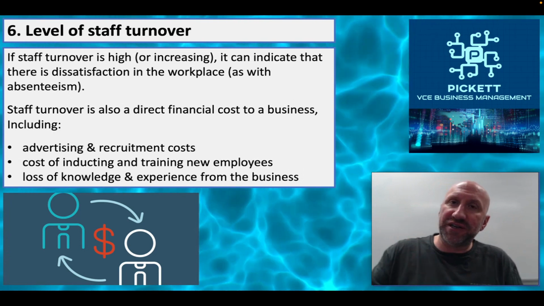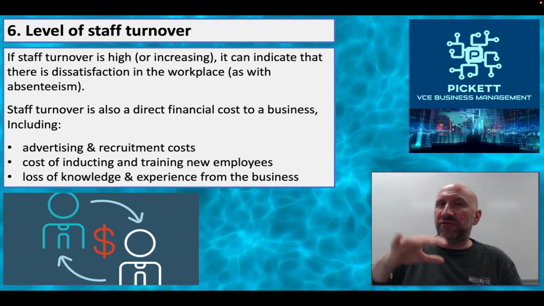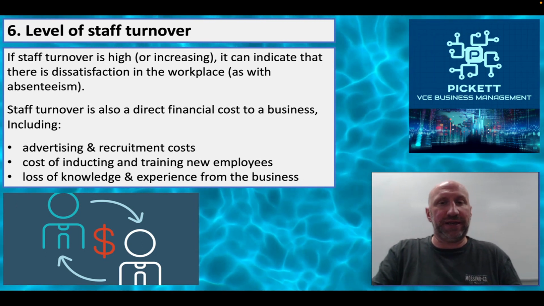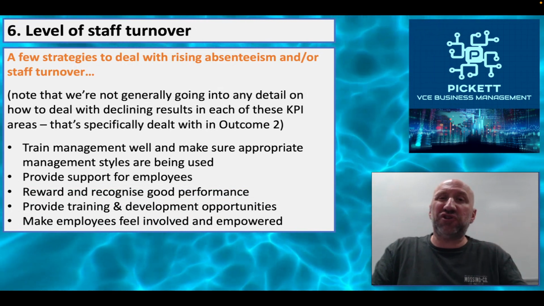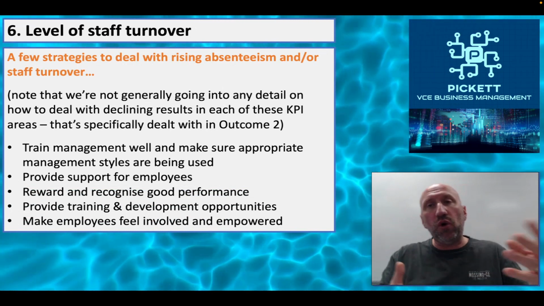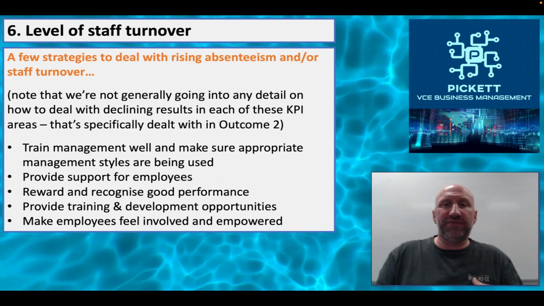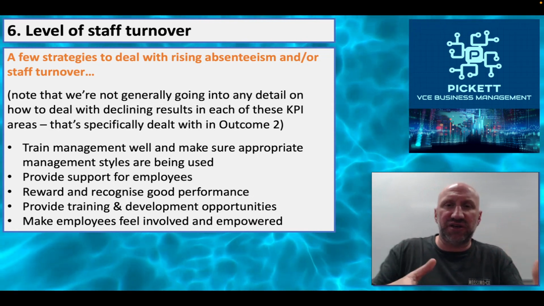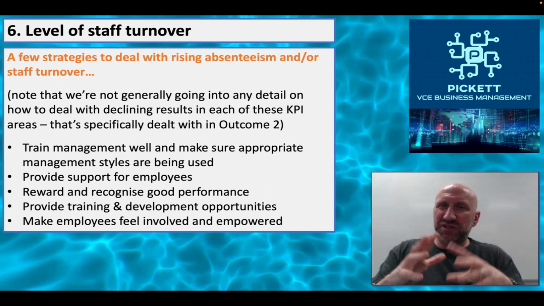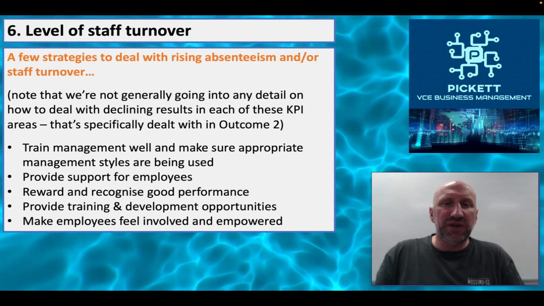So if you have high turnover and you can bring that back down, that can have a really quite quick impact on level of profitability. So a few strategies I'm just going to throw in to deal with rising absenteeism and/or staff turnover. Now, I'm not going to go into detail on how to deal with declining results in all of these KPI areas, because that's more dealt with in outcome 2. But just to throw in a few here, it just seems more valid for these particular two.